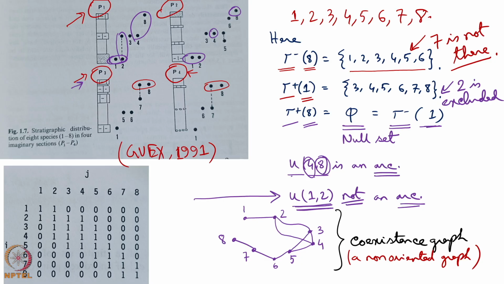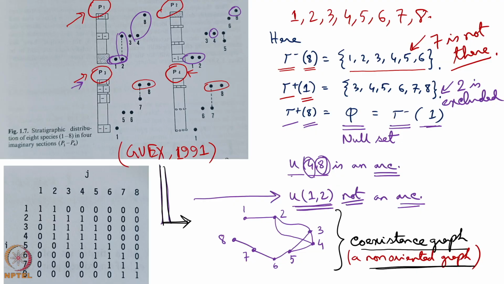Now, from here we are going to draw the coexistence graph, which is a non-oriented graph. That means there will be no arrows involved. It is not a directed graph or a digraph. So, 1 and 2 coexisted. Where do I see? I can see here and here. Basically, I am compiling from all the 4 vertical sections. I am not taking one section and drawing.